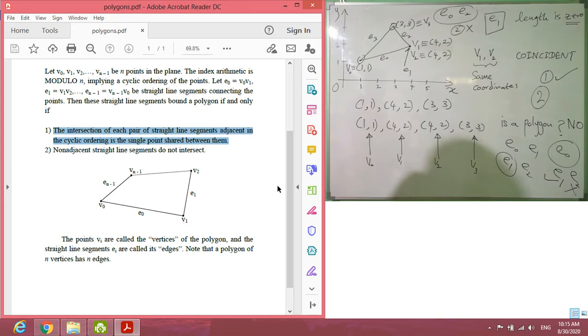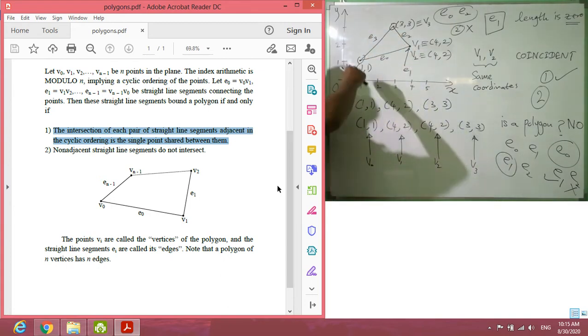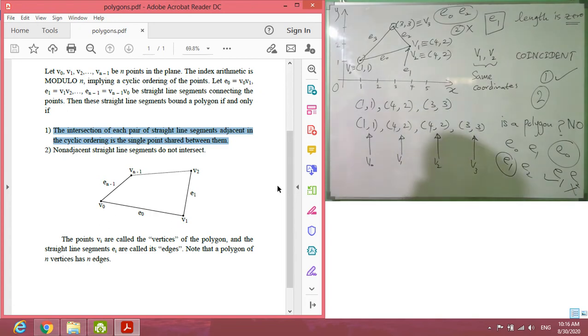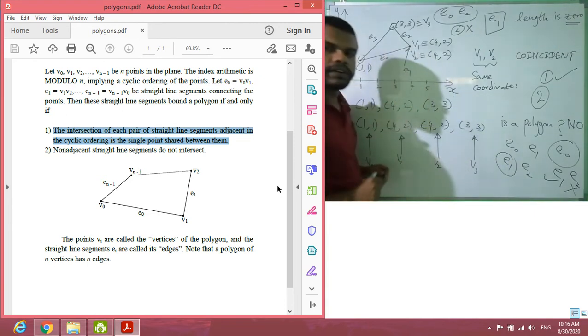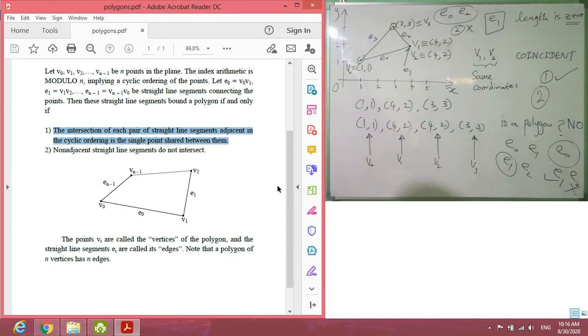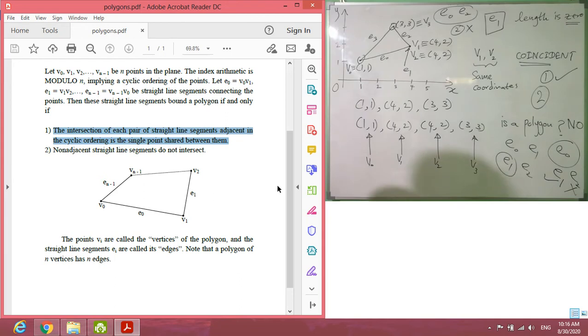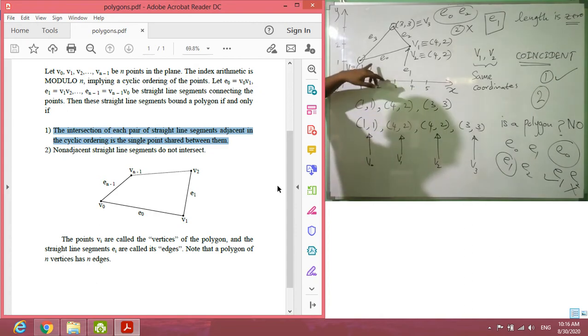So, if you look at the definition of a polygon, in the polygon we cannot have adjacent coincident vertices. Adjacent vertices cannot coincide, okay. That's what I wanted to tell you. Now I hope it's clear to you.